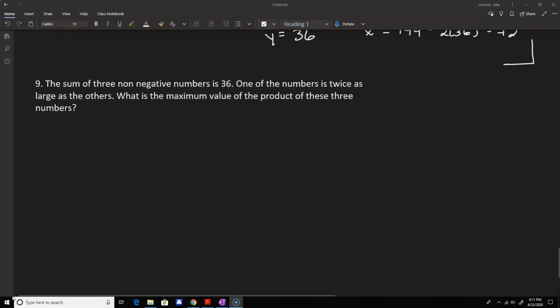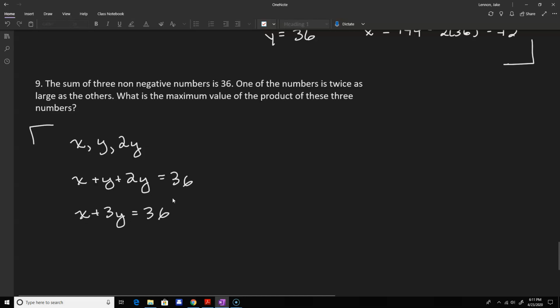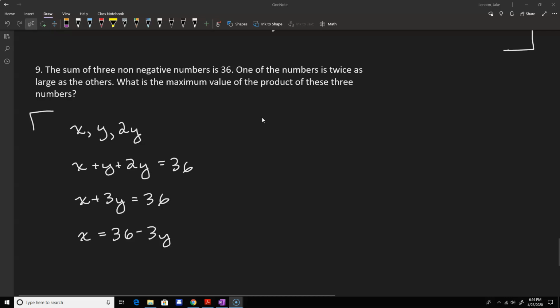Okay, so we have another one of these max-min word problems. So it says we have the sum of 3 non-negative numbers, and that's 36. And one of the numbers is twice as large as one of the others. So let's call our numbers, say, x, y, and 2y. So we know that they add up. If you do x plus y plus 2y, they have to add up to 36. So x plus 3y equals 36. So we're trying to maximize the product of these three numbers, which should be p, let's say, is x times y times 2y.